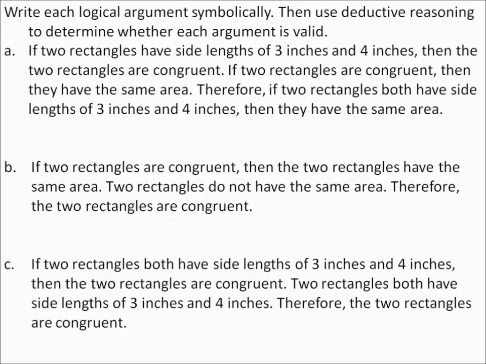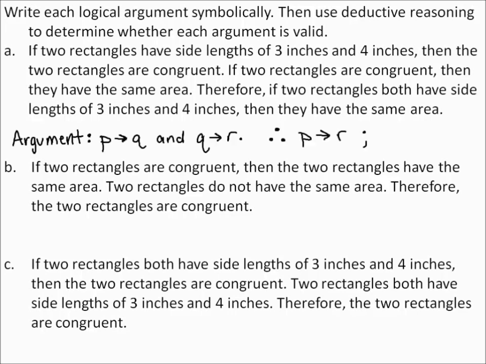Write each logical argument symbolically. Then use deductive reasoning to determine whether each argument is valid. A. If two rectangles have side lengths of 3 inches and 4 inches, then the two rectangles are congruent. If two rectangles are congruent, then they have the same area. Therefore, if two rectangles both have side lengths of 3 inches and 4 inches, then they have the same area.